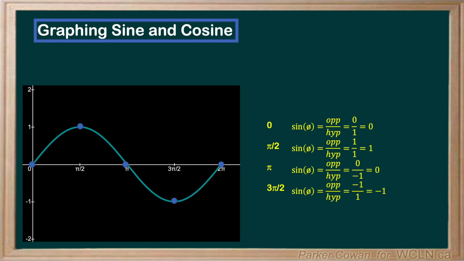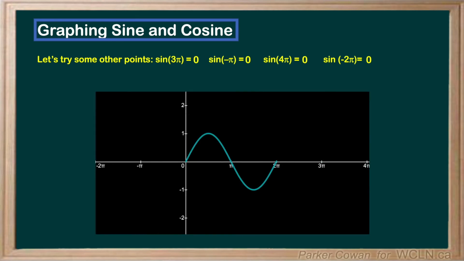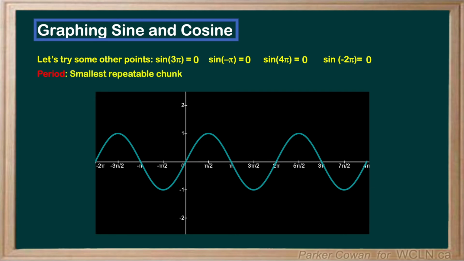However, we haven't fully defined the sine wave yet. Let's try some more points beyond what we've tested. As we can see, it seems the sine wave infinitely repeats in either direction. Classifying this repetition is useful, and is called the period. The period is the smallest repeatable chunk or piece of a function.